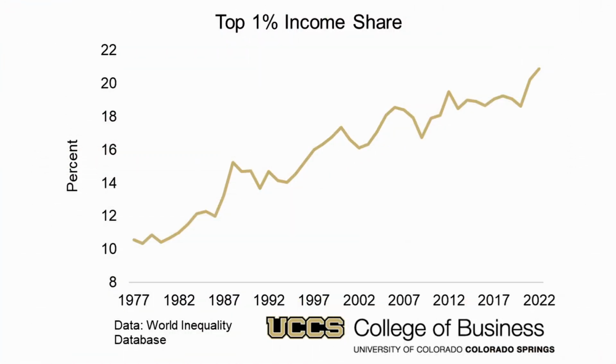Second, there's been an increase in the share of earnings at the very top of the income distribution. The share of income going to the top 1% went from about 11% in the 1970s to around 20% today.